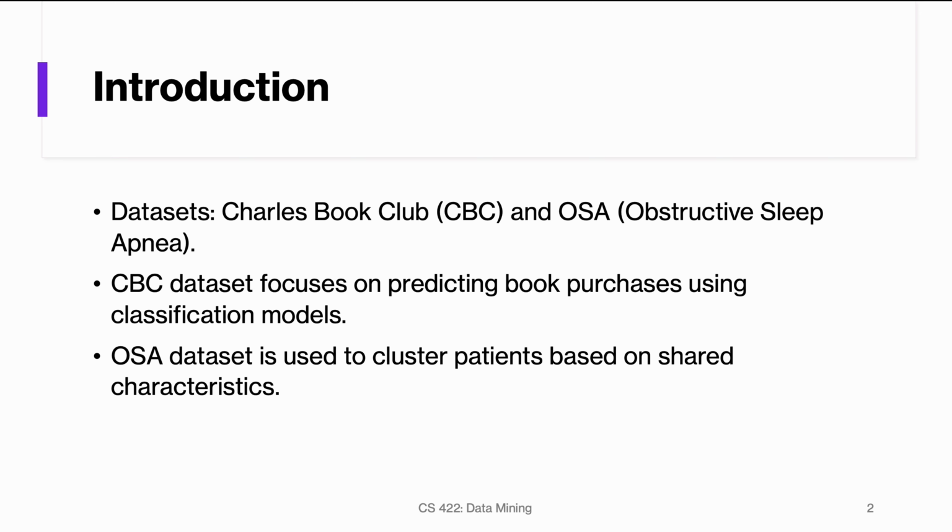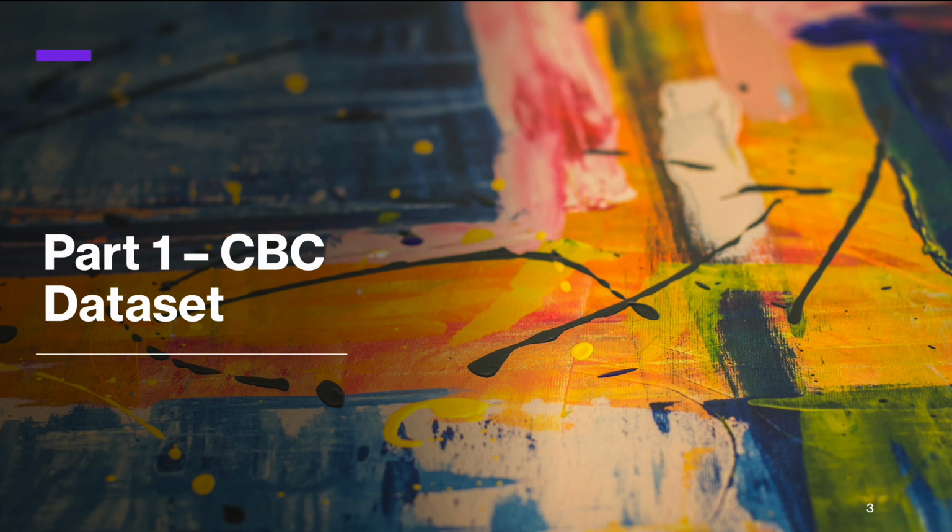We are using two data sets for this project: the Charles Book Club and the obstructive sleep apnea. The CBC data set focuses on predicting book purchases by using classification models. And the obstructive sleep apnea data set is used to cluster patients based on shared characteristics. Our goal is to find the best classification model for the CBC dataset and identify the best clustering algorithm for the obstructive sleep apnea dataset.